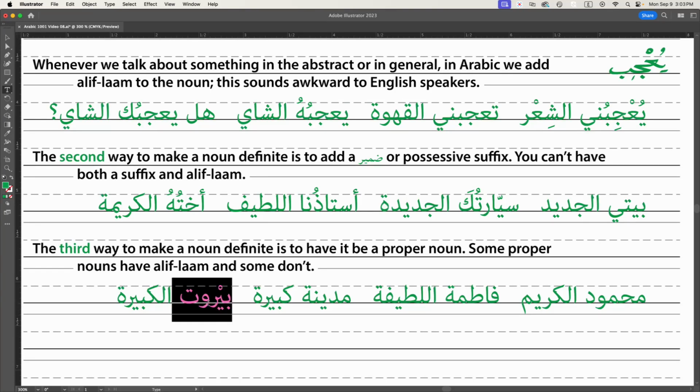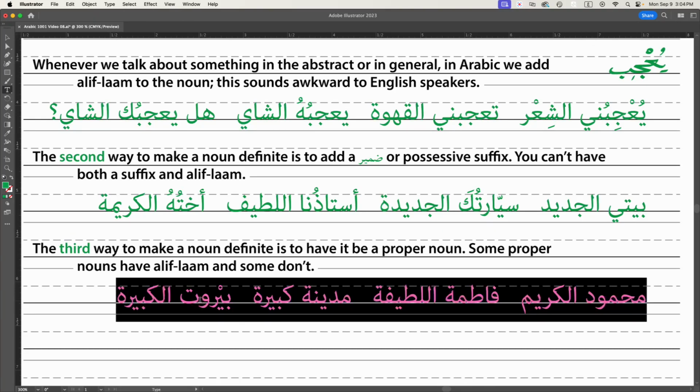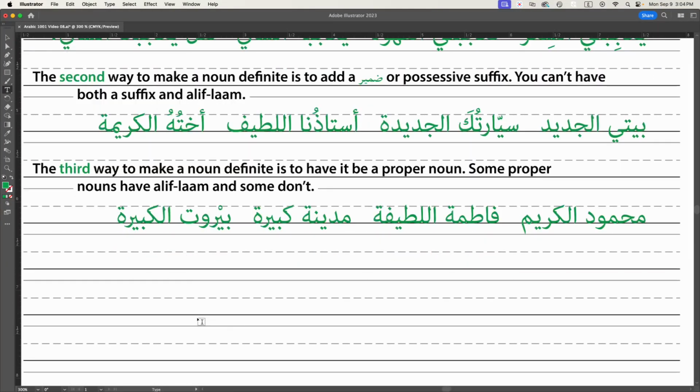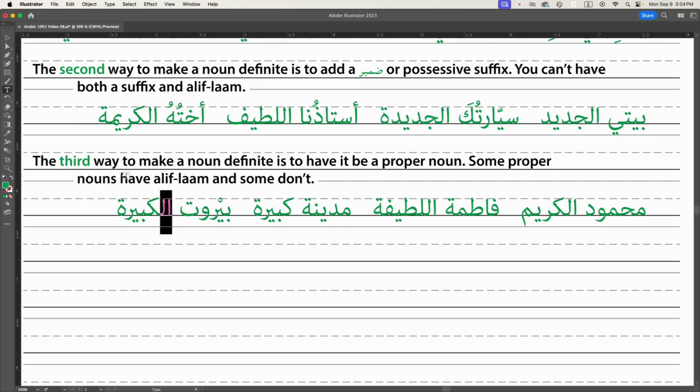But Beirut is a city, and because the word for city, al-Medina, is grammatically feminine, all cities are always grammatically feminine no matter what they end with. So Beirut al-Kabira, big Beirut here. Because it's a proper noun, its adjective needs to have alif lam as well. So the third way to make a noun definite is to have it be a proper noun.